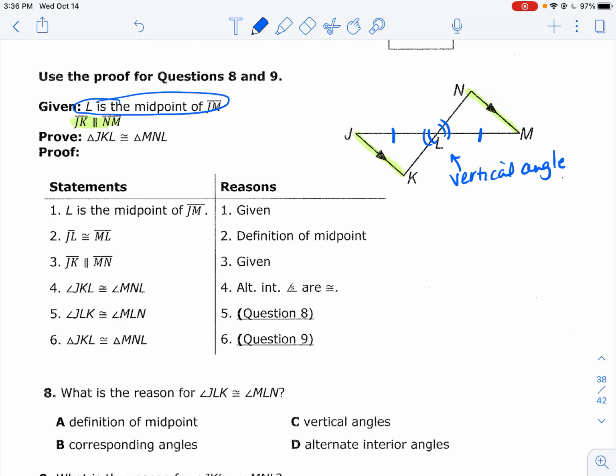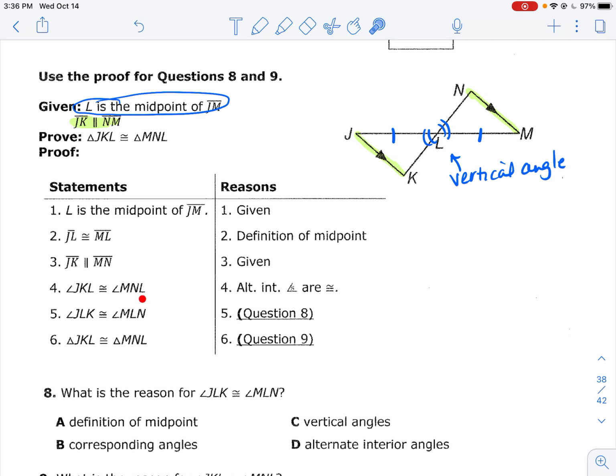All right, so here's my proof. It says L is the midpoint, that's given. JL is congruent to LM, and that's the definition of a midpoint. We have our given statement that JK and NM are parallel.